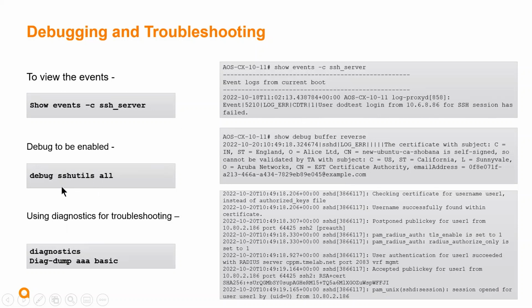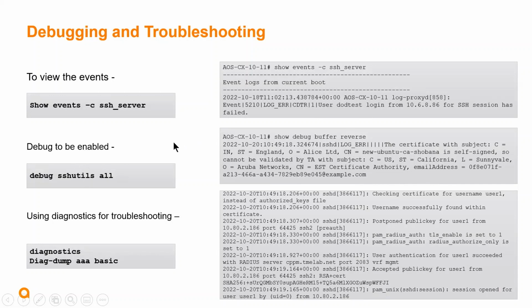The next debug available is debug SSH utils all. This is the debug specific for the SSH daemon. Here we can use the show debug buffer and identify the debug log specific for the SSH daemon. Here also it will display the reason for the failure. One of the failure reasons here is that the certificate was not validated. It will mention that the certificate cannot be validated by the TA profile configured in the switch. Such errors can be easily shown in the debug output.